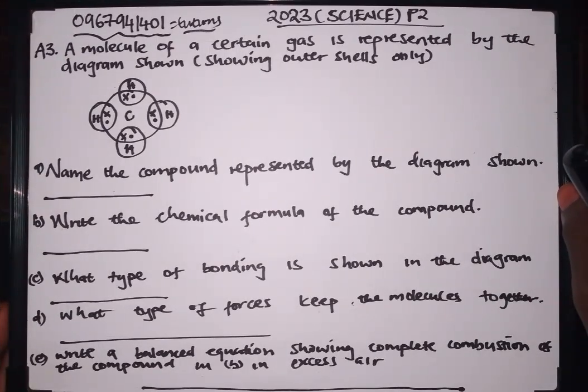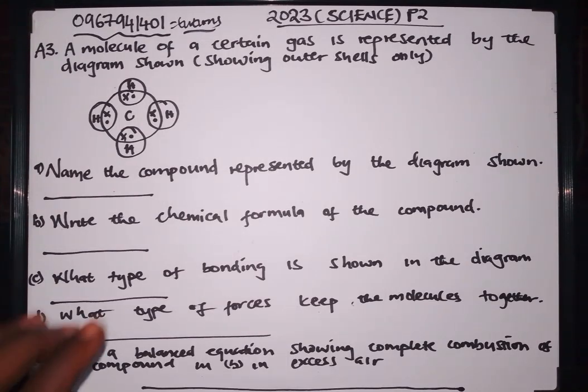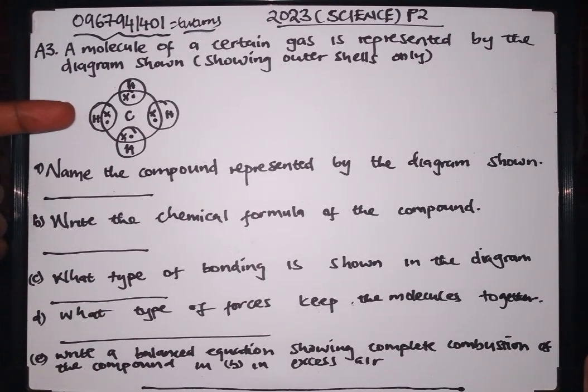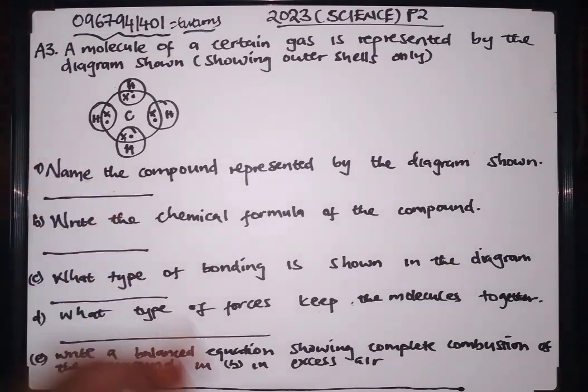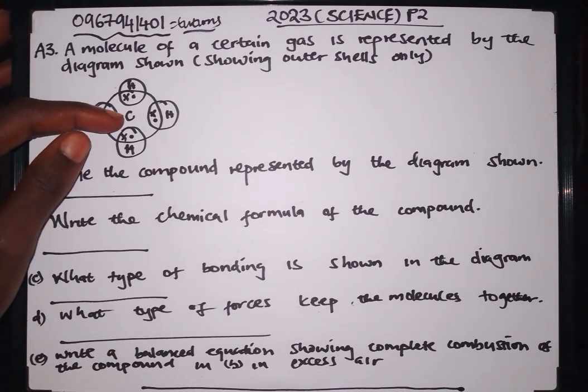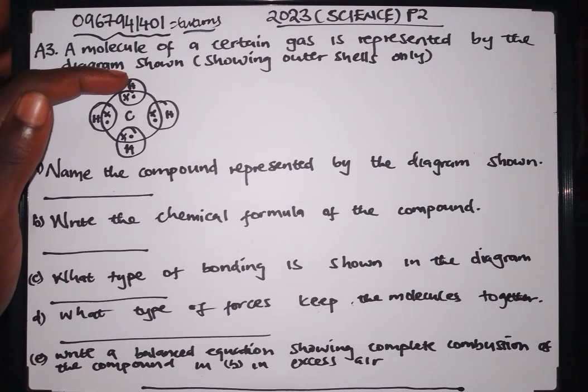Our first question is saying, name the compound represented by the diagram shown. So they want us to name this compound. Before you name a compound, there are things which you need to know. The first thing is, what is this compound representing? We can see that the compound has only two elements, which is carbon and hydrogen.